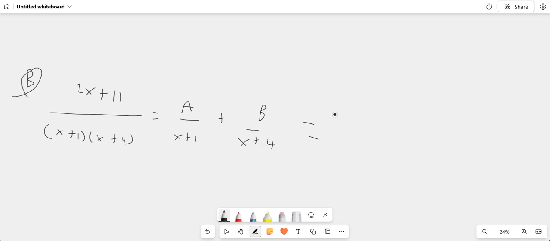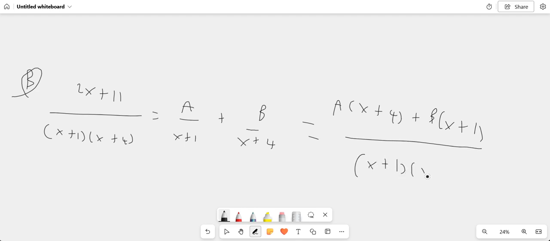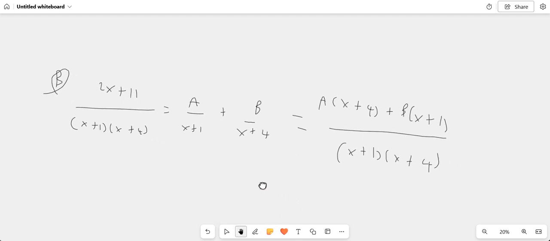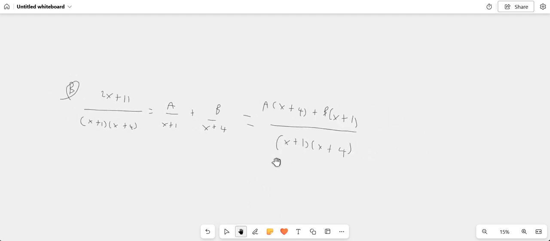So cross multiply: (x + 4) times a, so a(x + 4), plus another b(x + 1). So cross multiply from the bottom left up diagonally over, and multiply the two brackets together, so we got (x + 1) and then (x + 4). And then now, very simple situation. What are we doing now? Very simple one.